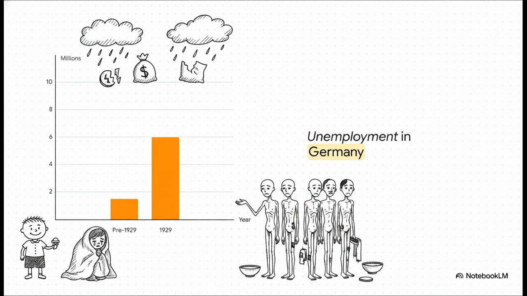The situation compounded dramatically by 1929 when the Great Depression hit. Suddenly, a staggering 6 million people in Germany were unemployed. Poverty was rampant, and children were literally starving in the streets.